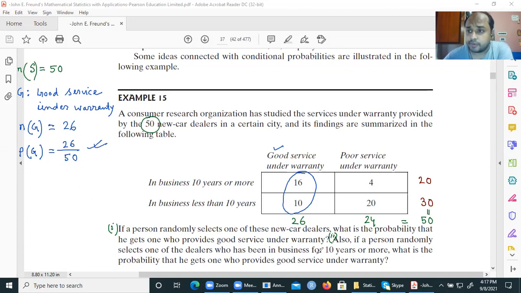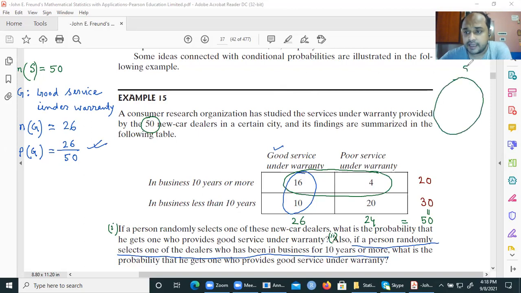My second case is very important and also very interesting. In the second case, the person is randomly selecting one of the dealers who has been in business for 10 years or more. What he is doing is he is actually squeezing the size of the sample space. If this is your sample space, capital S, which contains some car dealers, I can divide the sample space in two halves. Here, the car dealers are present for 10 years or more. Here, the car dealers are present for less than 10 years. Then he is interested in this section only. So he is squeezing his sample space.